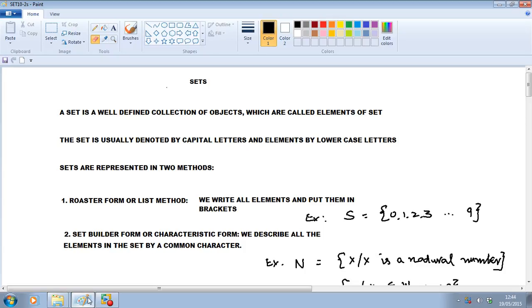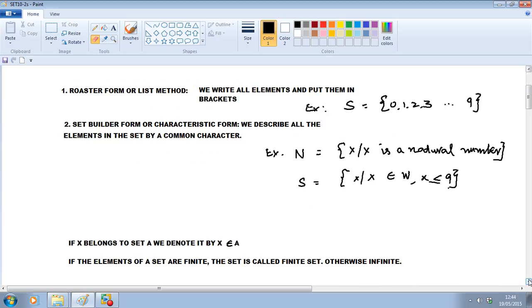So, a set is a well-defined collection of objects which are called elements of the set. We have seen in the previous lesson that a set is usually denoted by capital letters and elements by lowercase letters. Sets are represented by two methods. One is the roster or list method, where each element is put in brackets.